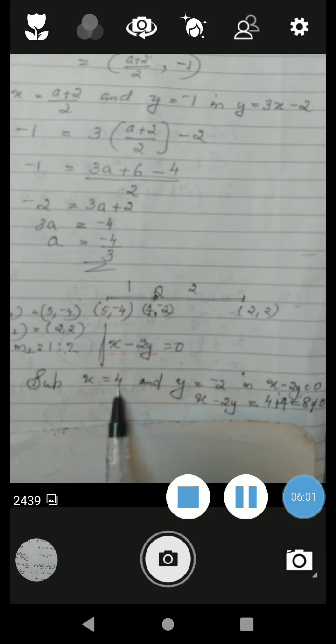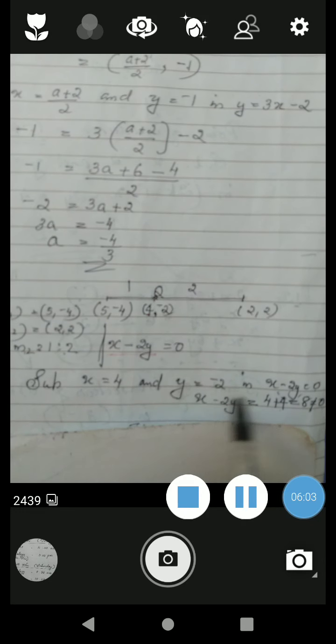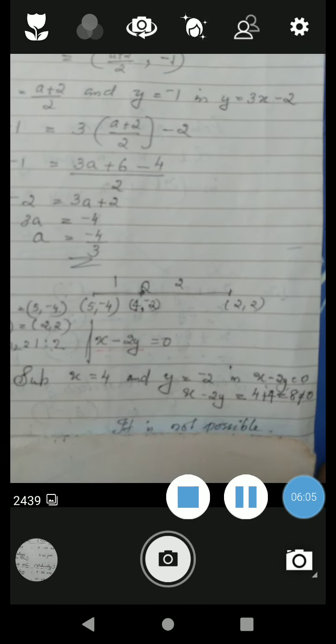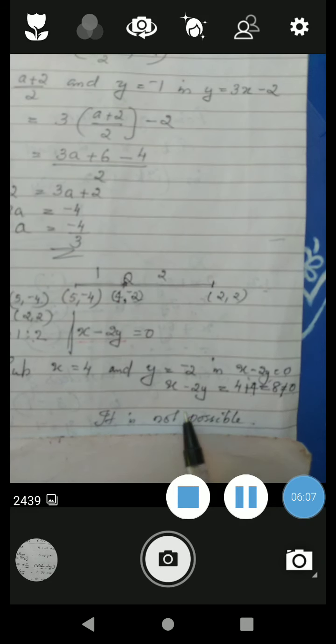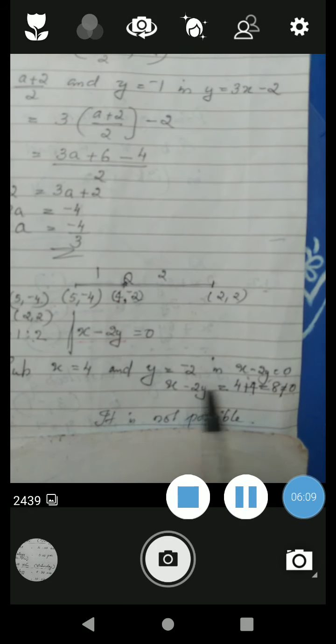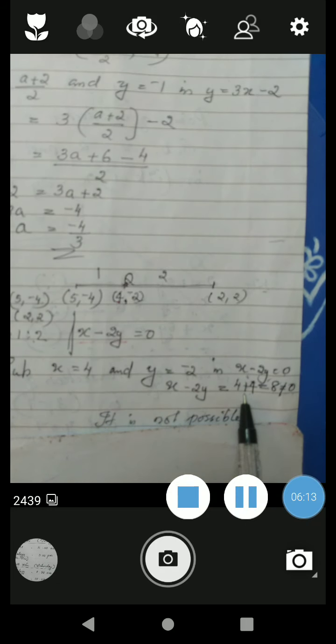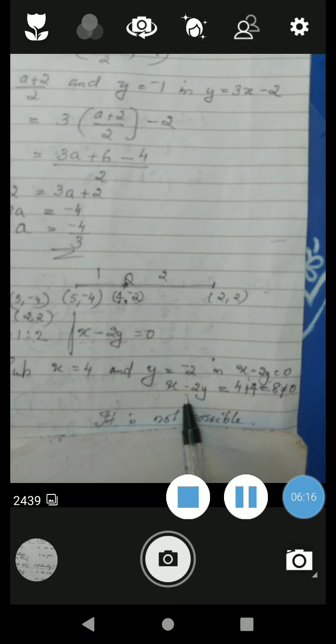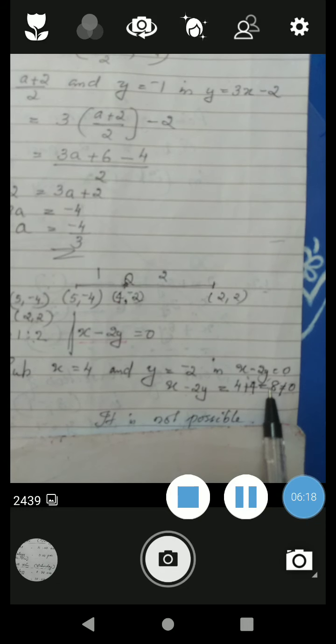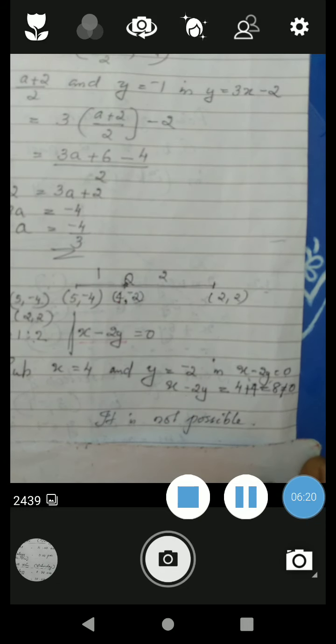Substitute x = 4 and y = -2 in this equation. Then, you can check whether it satisfies or not. When we apply that, we can see it will not satisfy because x - 2y is not equal to 0. That is 8. Therefore, it is not possible. That is the answer. Okay.